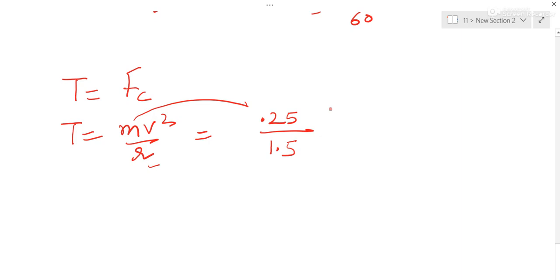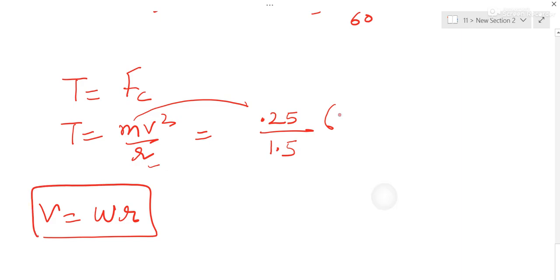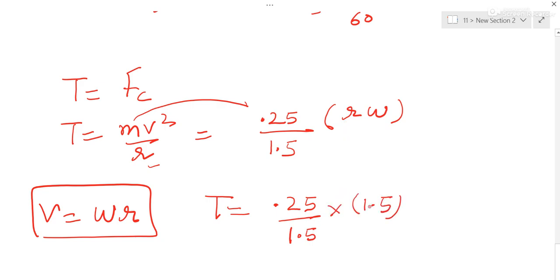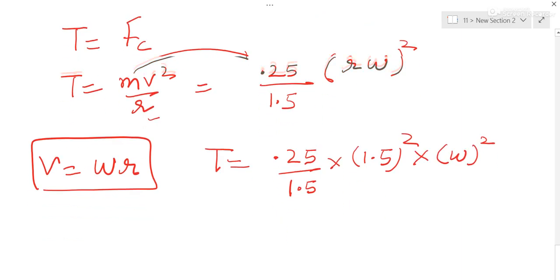Velocity can be written as, you know the relationship between linear velocity and angular velocity. We have derived already, v is equal to r omega. Substitute here. So tension is equal to 0.25, mathematics you do on your own, radius is again 1.5. Sorry, it is v square, so it will be square, and now omega square. So if I know omega, my question is done.